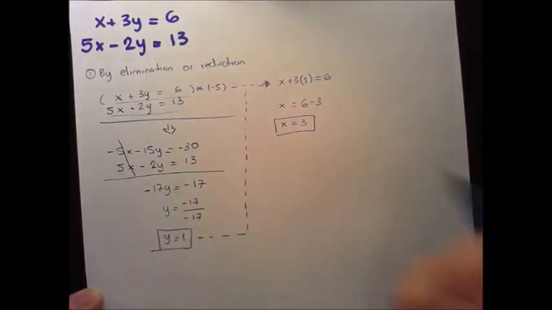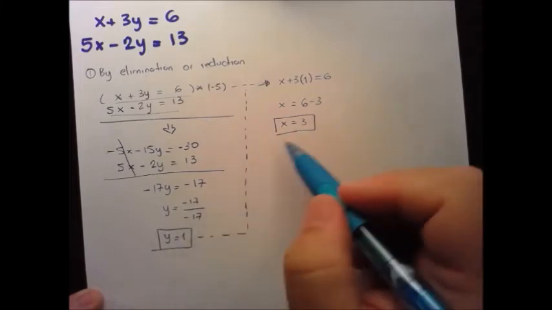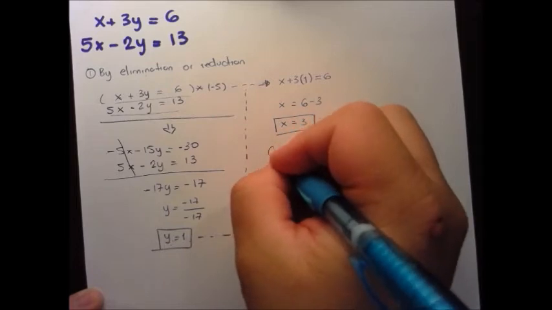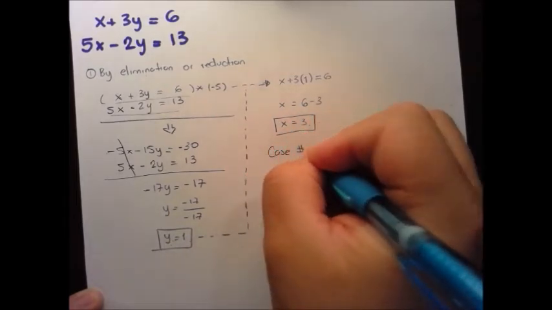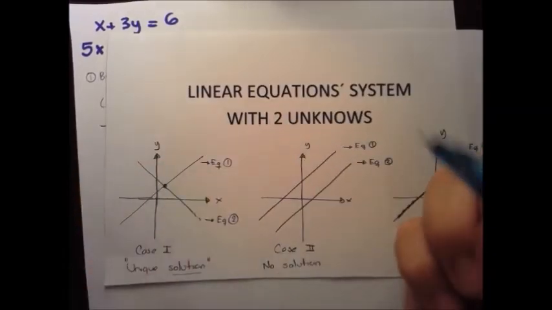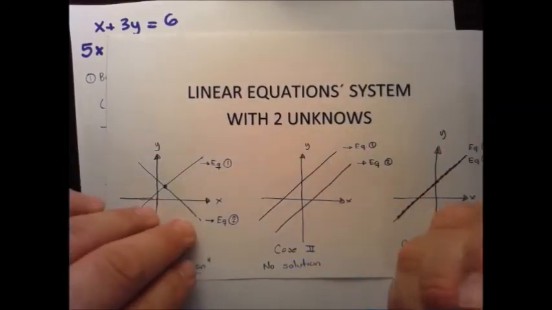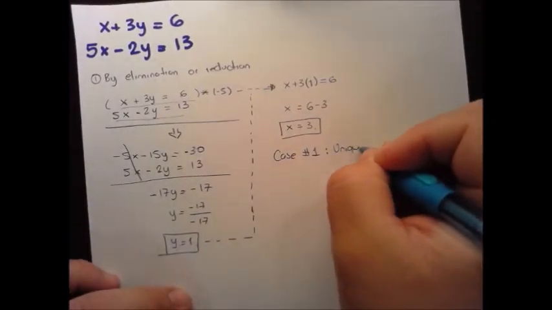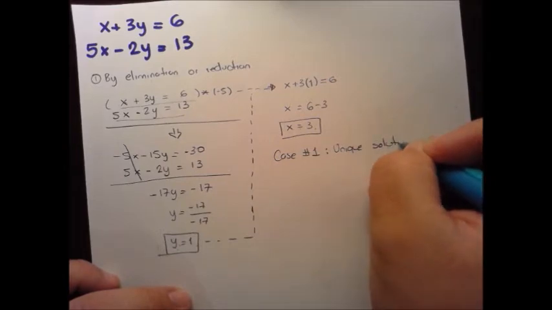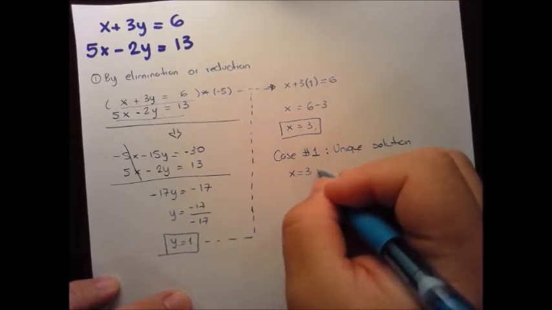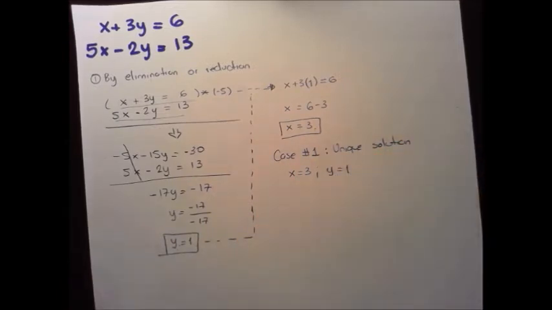Okay, if you got both numbers, I mean the x value and the y value, it means that we're talking about case number 1. What is case number 1? Let's remember: unique solution. I'm going to write over here unique solution, and that unique solution is x equals 3 and y equals 1. So this is case number 1.